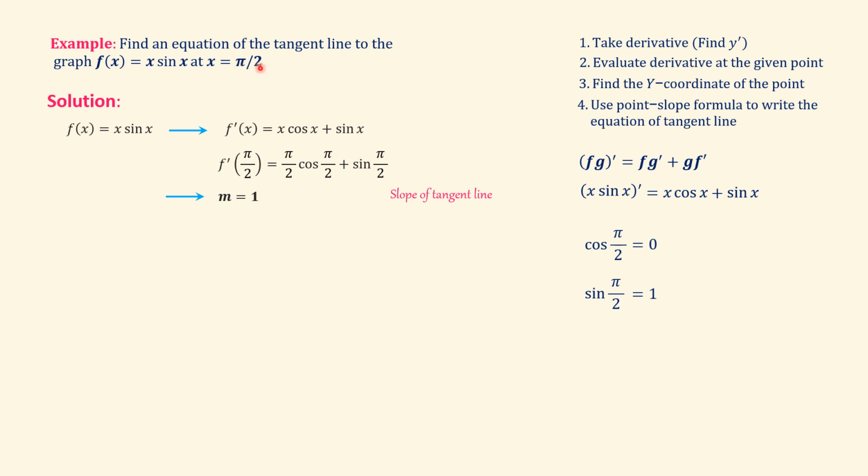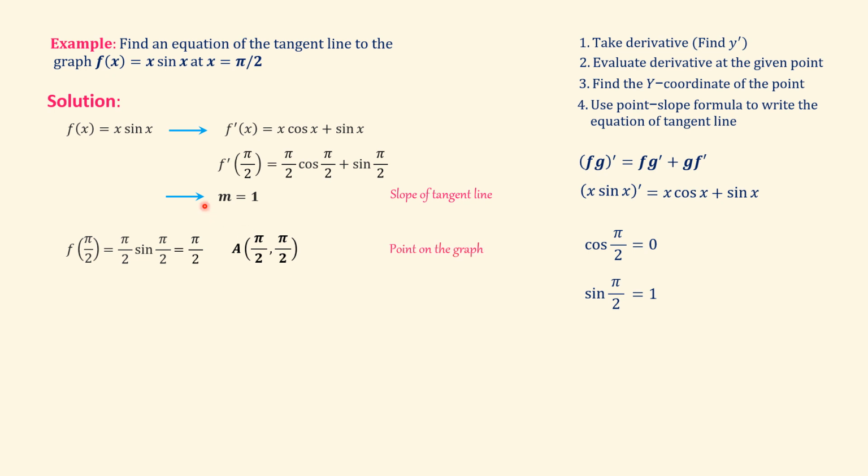If we plug in pi over 2 in the given function, we have pi over 2 times sine of pi over 2. Sine of pi over 2 is 1. 1 times pi over 2 is pi over 2. So the y coordinate of the point is pi over 2. And so the coordinates of our point is pi over 2, comma pi over 2. X is pi over 2. Also, y is pi over 2.